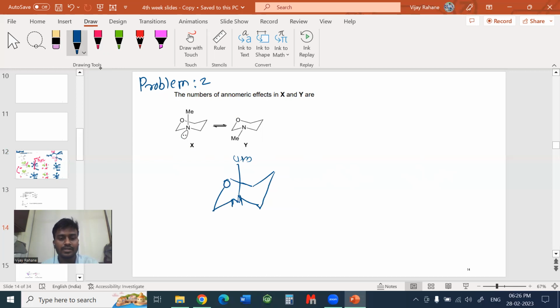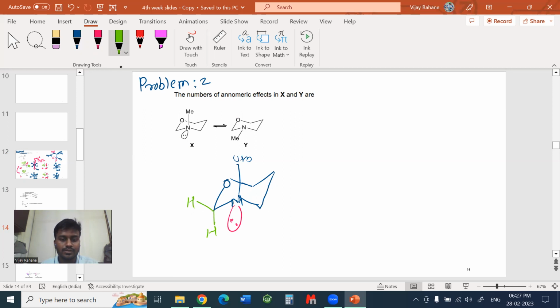So where are the anomeric effects possible in this one? In the first structure, the lone pair on nitrogen can be involved in the conjugation. So in this structure here is hydrogen, right?